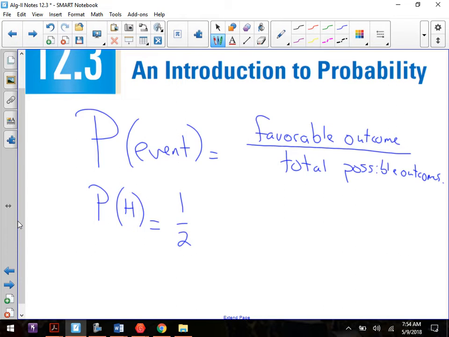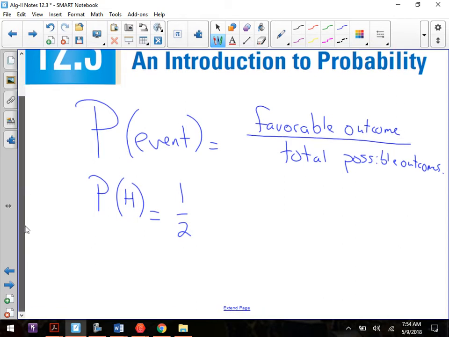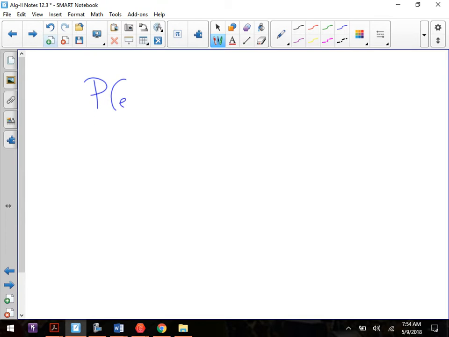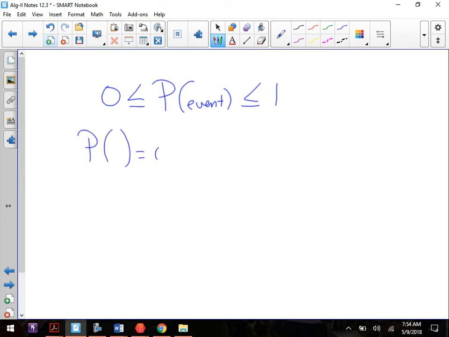So probabilities are always going to wind up within a specific range. The probability of some event will always range between 1 and 0. Probabilities will never be negative. Probabilities will never be greater than 1. They can equal 1 and they can equal 0. If a probability of something equals 0, that means what? It's not going to happen.